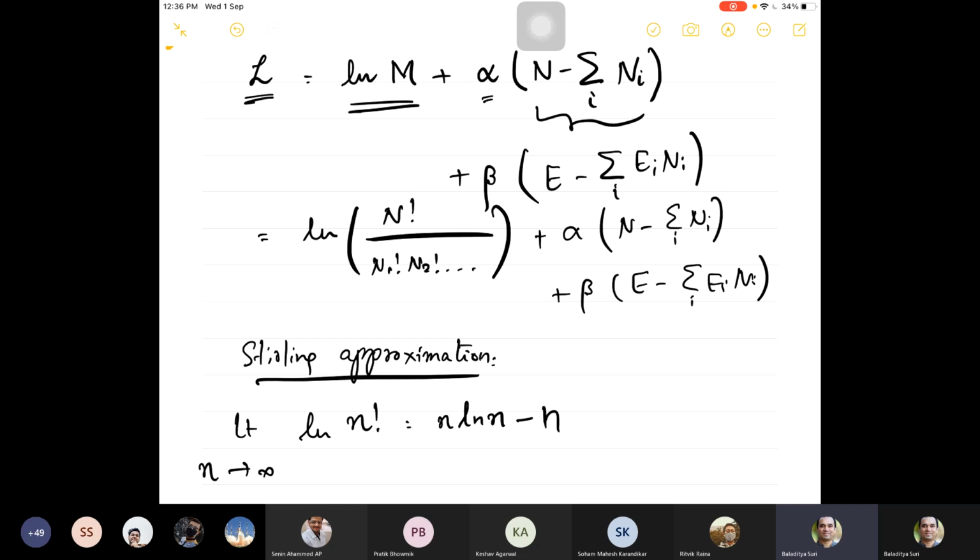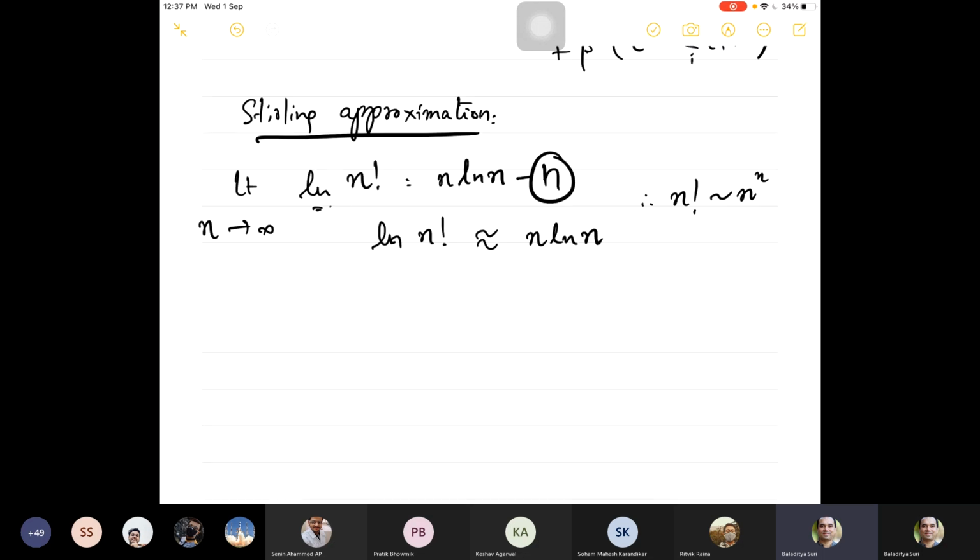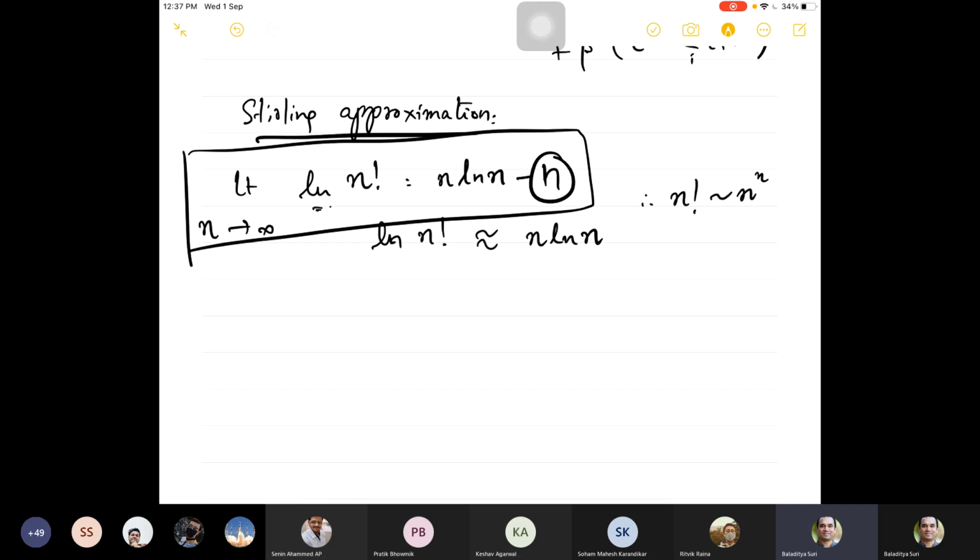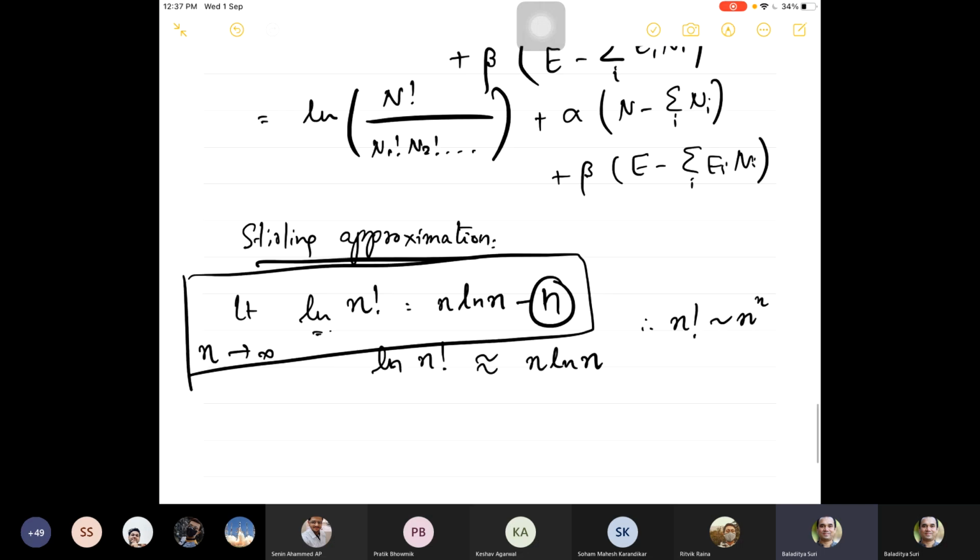In other words, ln n factorial is approximately, for very large n, you can even ignore the minus n and write this as n ln n. Therefore, n factorial grows as n to the power n. It is a super exponential function. It doesn't grow exponentially, it grows much faster than exponential. That's good to keep in mind. And so this approximation is called the Stirling approximation. So let us now use that to simplify that first term.